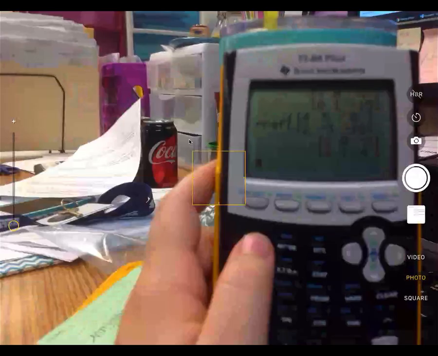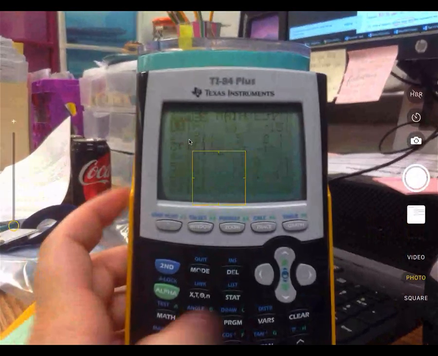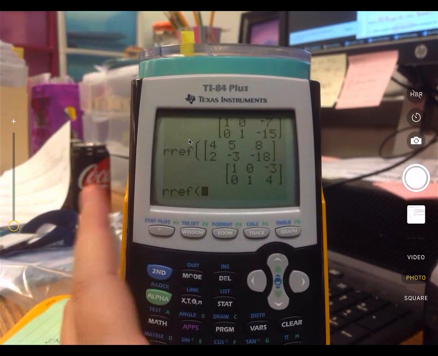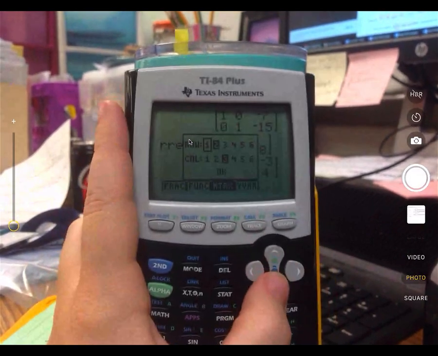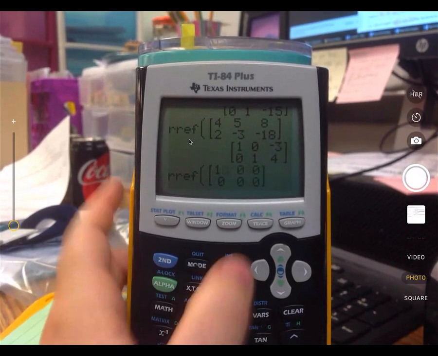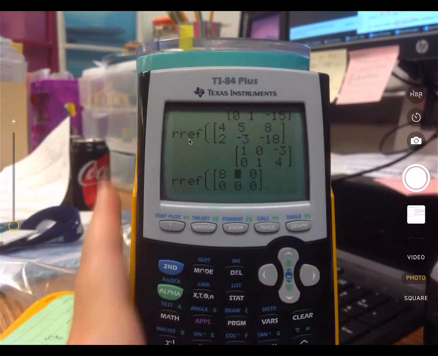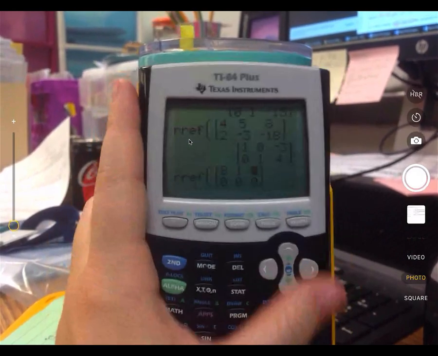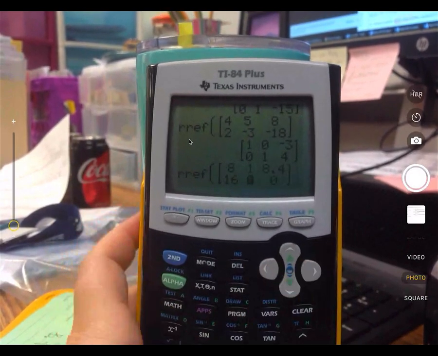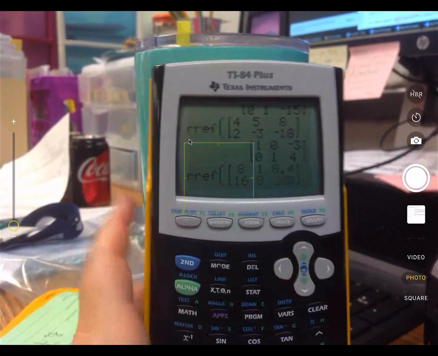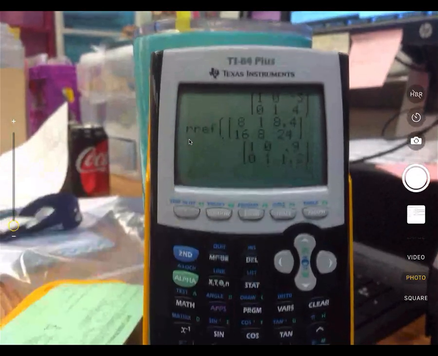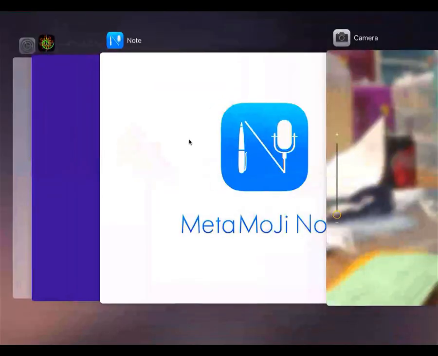So, second matrix, math, scroll up to B, enter, alpha, zoom, 2 by 3. Okay. I need 8, 1, and 840. And then 16, 8, and 24. I get the 1, 0, 0, 1, so I know I've put things in correctly. And then I have a real solution.